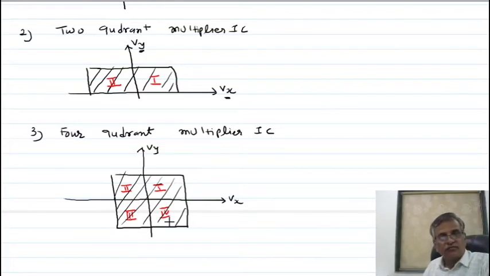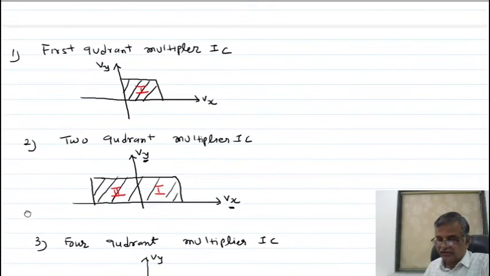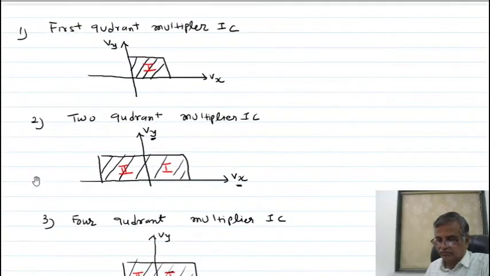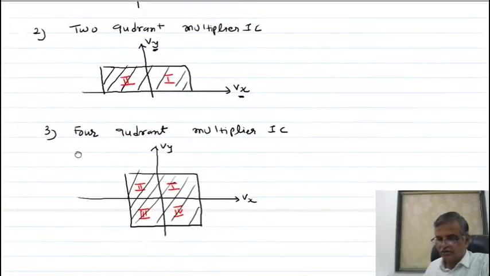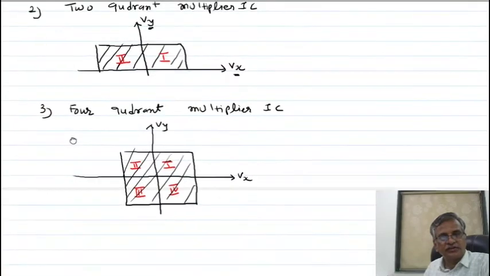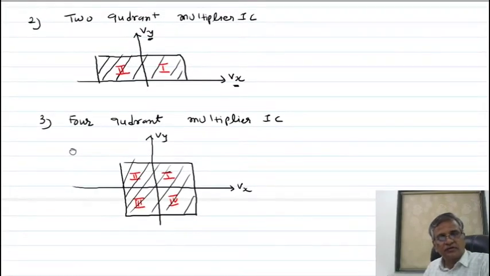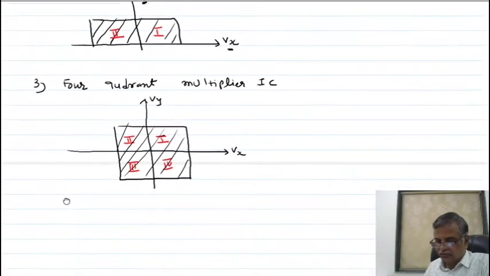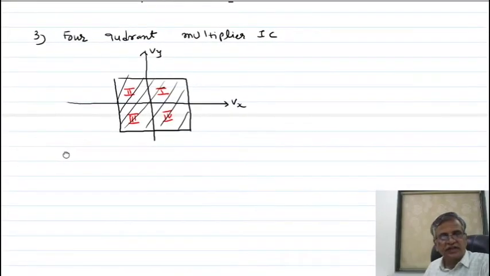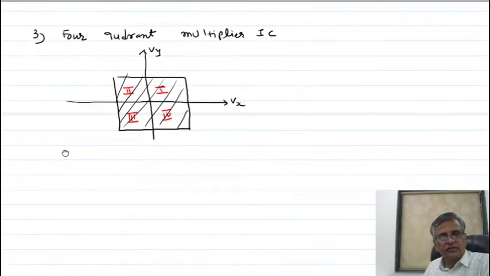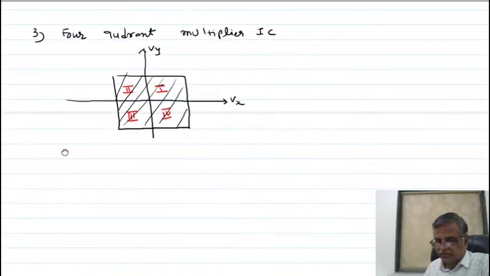In a first quadrant, both the signals are allowed only for positive sign. In two quadrant, one is kept positive, the other is allowed to swing for positive and negative sign. In a four quadrant, both the signals are allowed to swing for positive and negative sign.